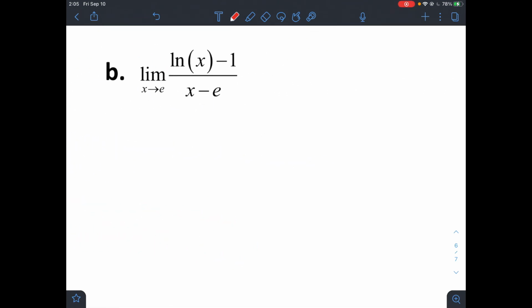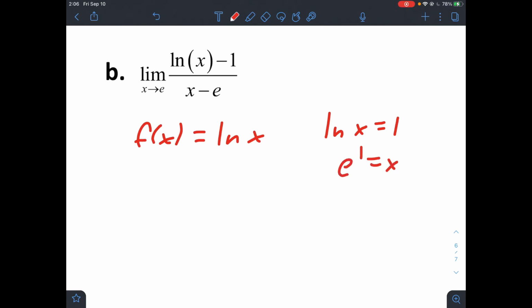Okay, same thing for part B. Again, we just want to know what the function is and what the c value is. Okay, so the function is right here. It's just natural log of x. So f of x is natural log of x. To get our c value, you want to think, natural log of x equals 1 when? Remember, you can change this from logarithmic to exponential by going e to the first equals x. So therefore, x is e. So our c value is e.